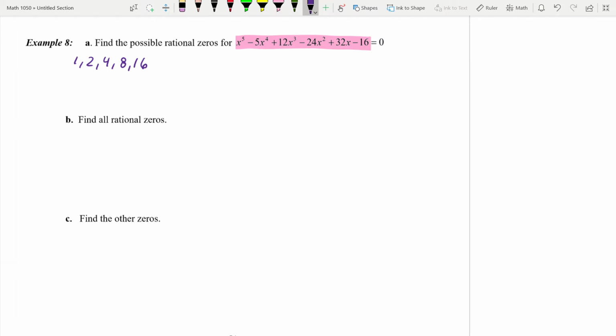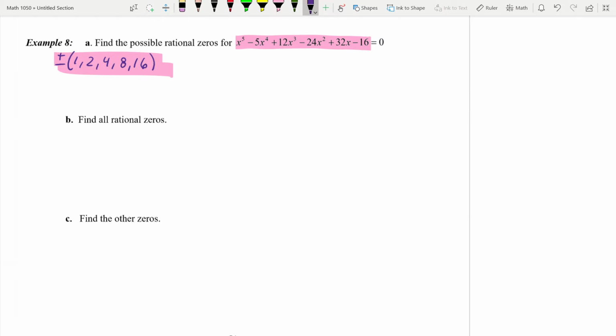Okay, the leading coefficient is a 1. What goes into 1? Just 1. That would be like dividing by 1, which doesn't change anything. So I'm just going to add parentheses, put a plus or minus in front of it, and I'm good. Okay? Now I'm going to start testing. Okay? Grab your calculator. Everybody go 1, store, enter.